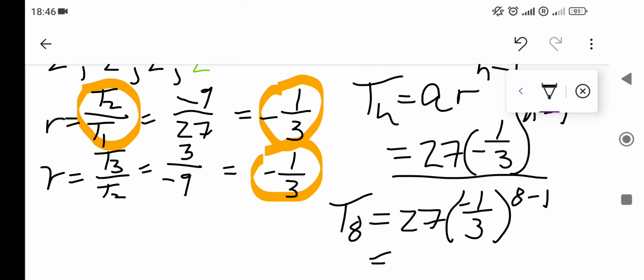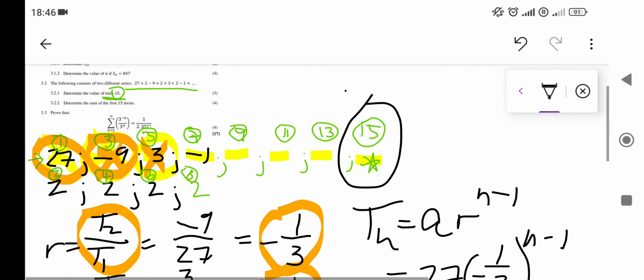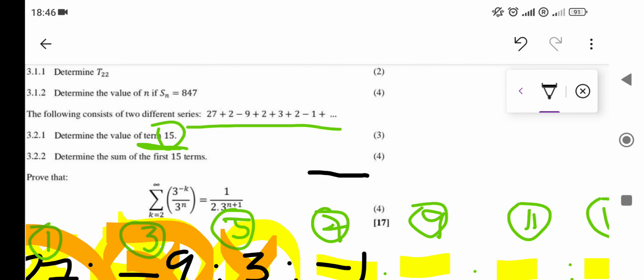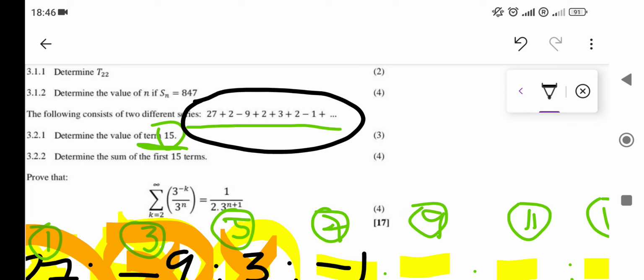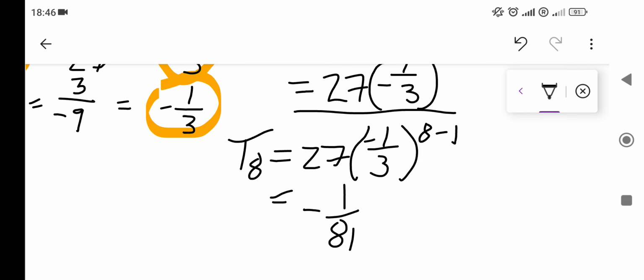Okay, let's go put all of this in the calculator quickly, and let's see what the calculator says. Right, calculator says this is negative 1 over 81. So our 15th term, all right, let's go back to our question over here. Our 15th term in this sequence over here corresponds to the 8th term in our geometric sequence, and we found that out to be negative 1 over 81.